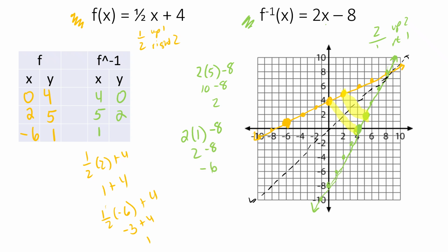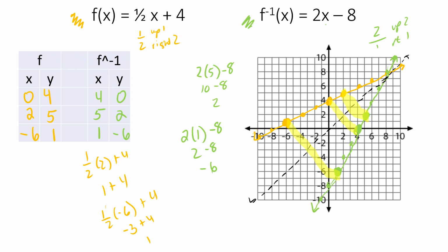So indeed, I do get 1, -6, which should be right there, and it is. And when I connect those, I see, once again, that symmetry over that line. So this, I think, brings it completely full circle. We see the process of finding the inverse, the switching of the x and the y's. We see the symmetry on the graph, and we can see that idea of doing and undoing.